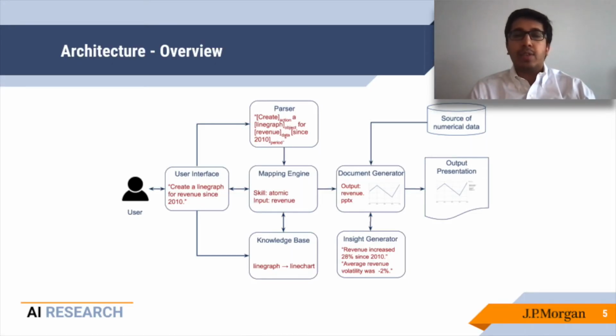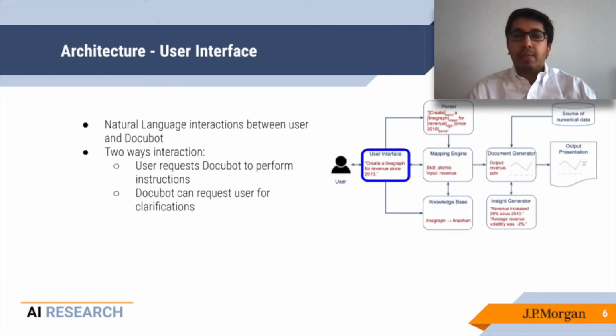This slide shown on the screen here represents the overview of the architecture of Docubot. Docubot contains several components such as the user interface, parser, mapping engine, insights generator, knowledge base, and the document generator. We will cover each of these components in further detail in this presentation. We will start off with the user interface.